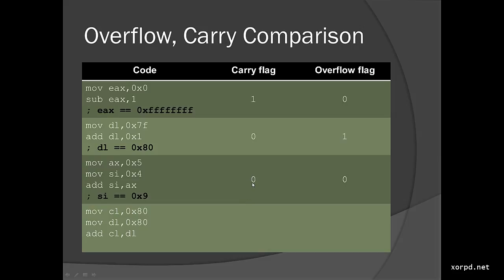Let's talk about the overflow flag. The first number here, 5, is positive. Also 4 is positive. And the result 9 is positive, which is a reasonable result. Positive plus positive equals positive. That is why the overflow flag is clear.